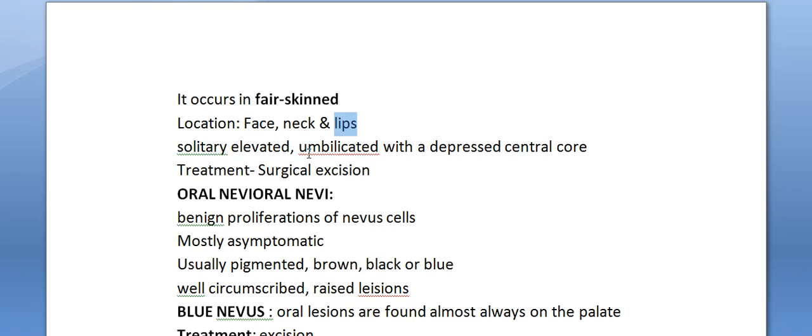It is umbilicated, like our umbilicus, it is depressed. In the abdomen we have one depression, no? Like that, umbilicated with a central core, a depressed central core. That is the meaning of that. Treatment, again, is surgical excision.